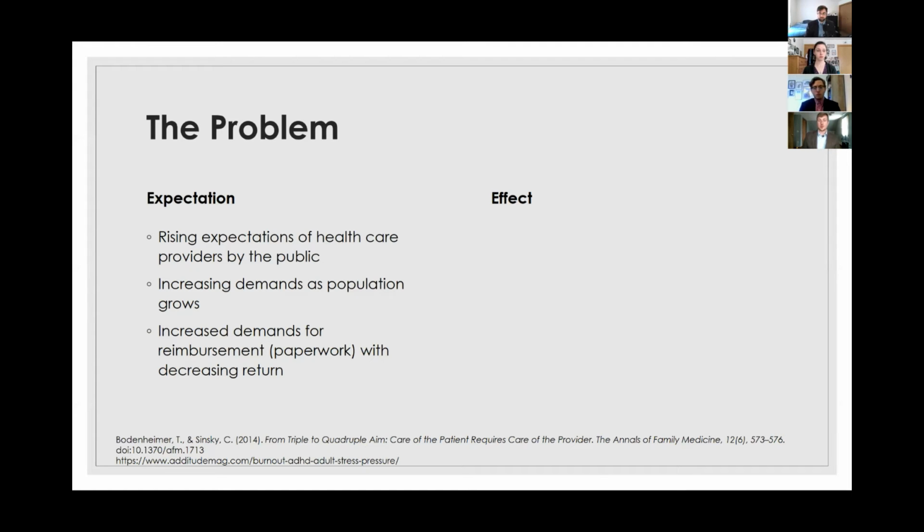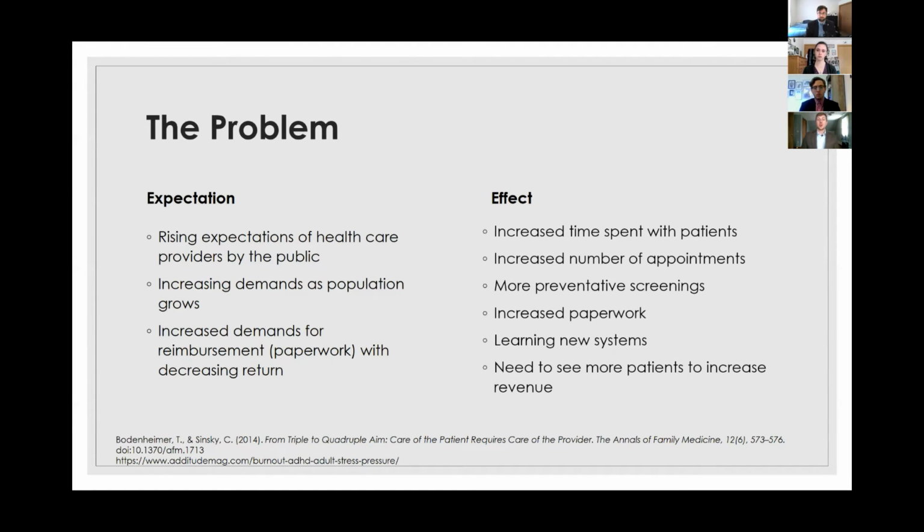So Ben, go ahead. So what this means is it's all good for the patient. It increases time spent with the patient. It increases the number of appointments. It increases the number of preventative screenings. However, it also increases the stress level on the healthcare providers.